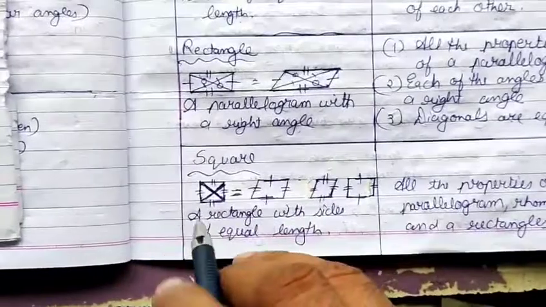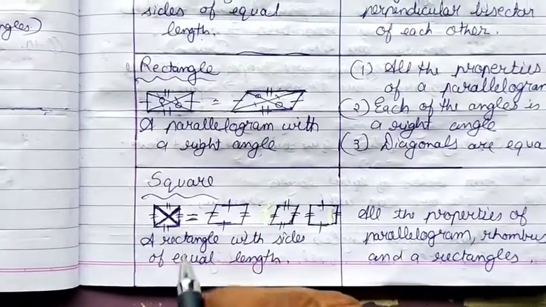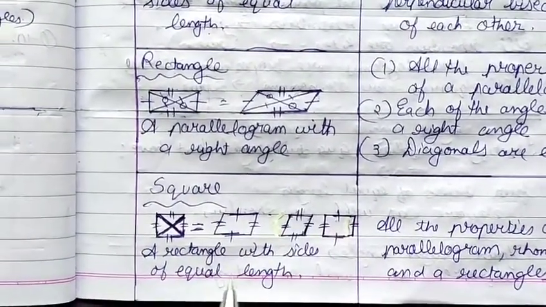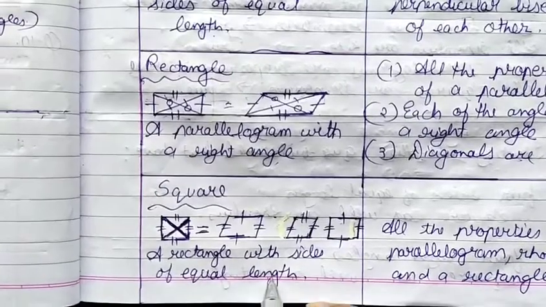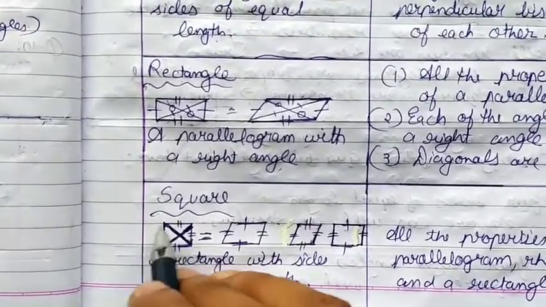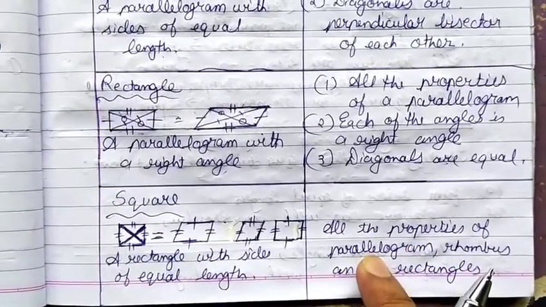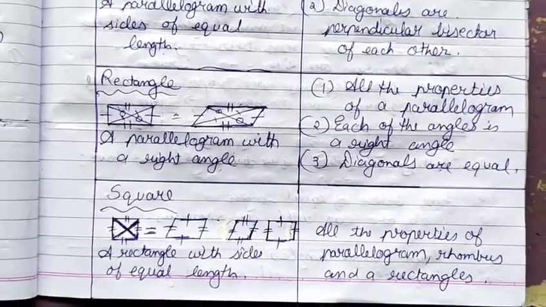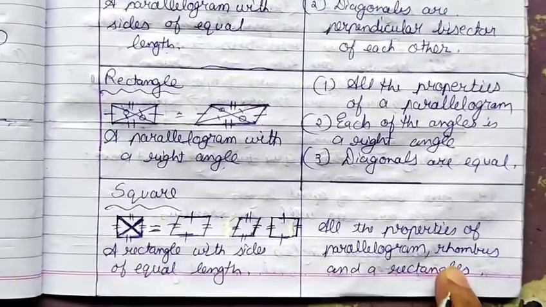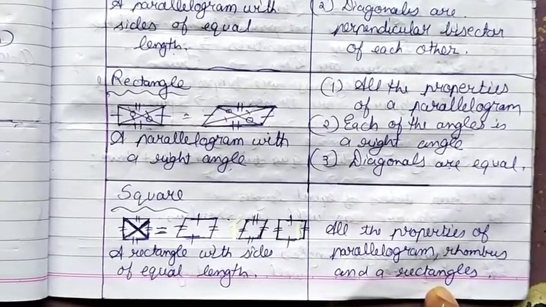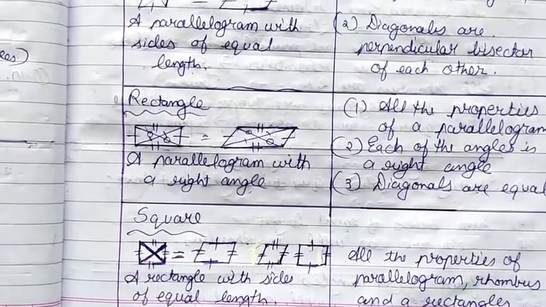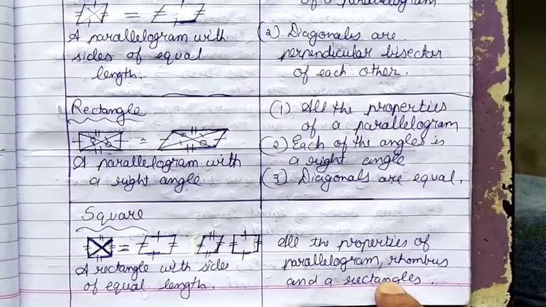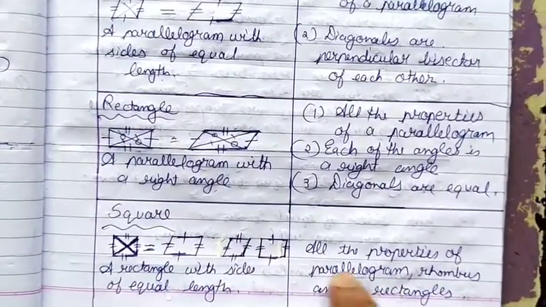Now square. A square is also a parallelogram, a rhombus, and a rectangle. Why? It is a rectangle with all sides of equal length. All the properties of a parallelogram, meaning opposite angles are equal and opposite sides are equal, will come in a square. All the properties of a rhombus and a rectangle can be in a square. We can say that a square is a parallelogram, a rhombus, a rectangle, but we cannot say that a parallelogram is a square, a rhombus is a square, or a rectangle is a square.